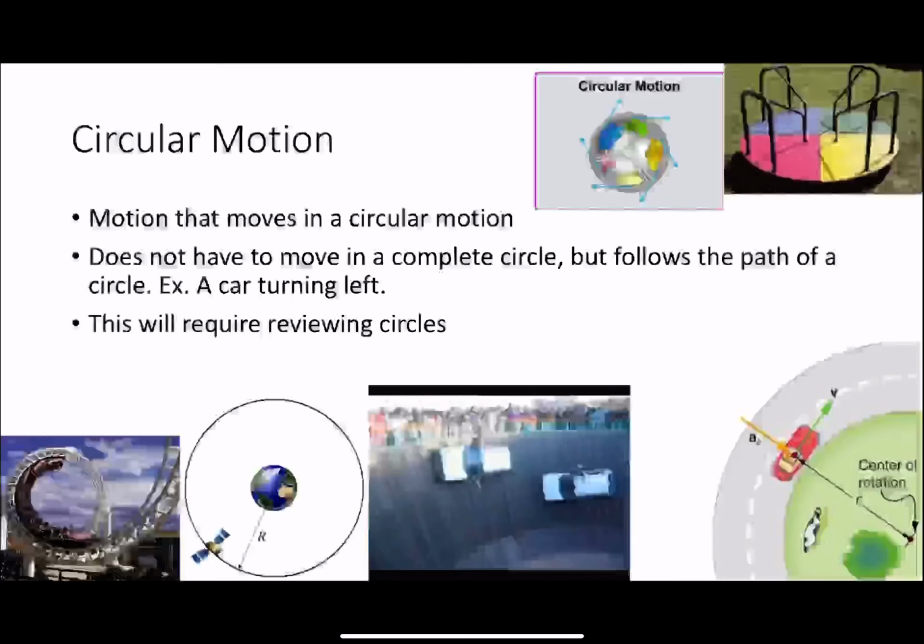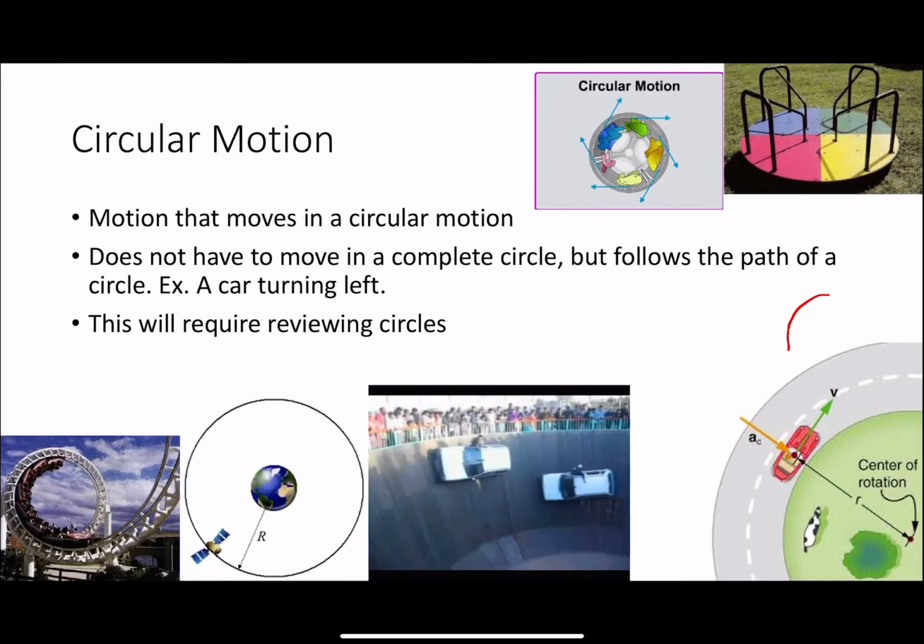We could have merry-go-rounds, a laundry machine moves in a circle, a car turning moves in a circle, even if it doesn't take the whole circle, if it moves in part of a circle. And so we still have an arc of constant radius. It's still circular motion. It doesn't have to make a full circle to still be circular motion. It just has to follow the path of a circle.